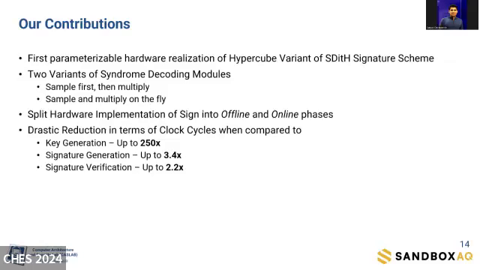taken for signature generation. And we show a drastic reduction in terms of clock cycles when compared to the optimized software reference implementation. In key generation, the improvement is up to 250x. In signature generation, it's up to 3.4x, and in verification, it's 2.2x.